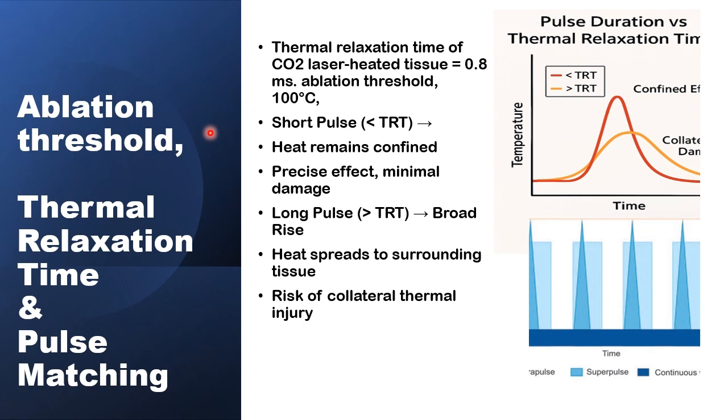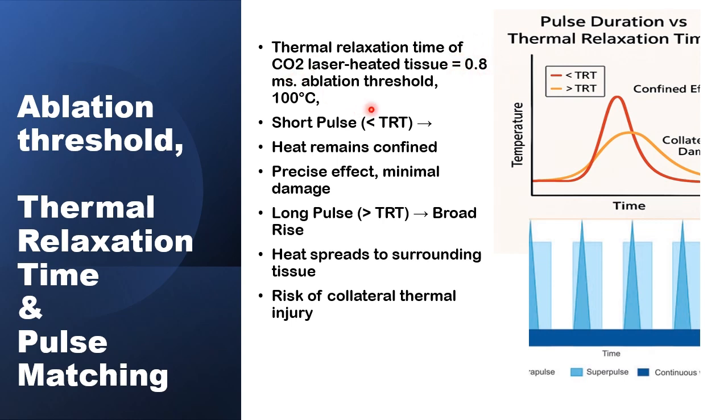of the water molecule. Even after reaching this temperature, the target tissue would quickly lose the temperature over a very short period of time. In the case of water, again, the target tissue of carbon dioxide laser, the time needed to lose 50% of the 100 degrees centigrade, that is about 50 degrees centigrade, is very short, less than 1 millisecond. It's actually 0.8 milliseconds.